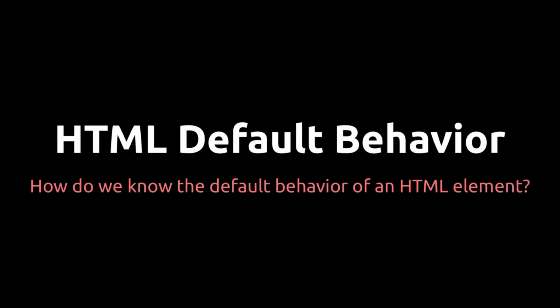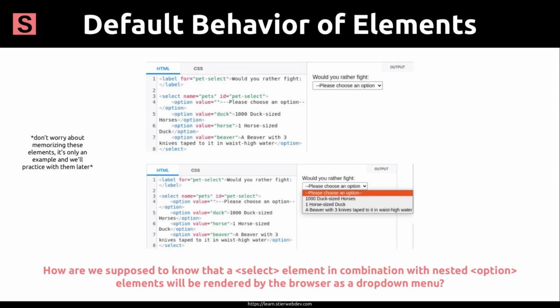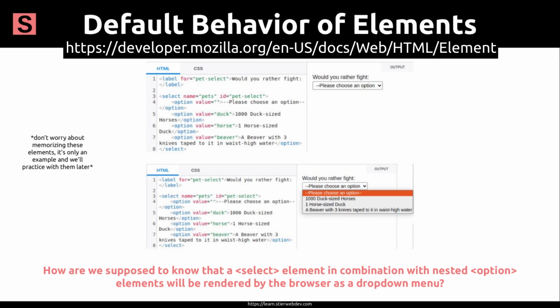Okay, so we saw in the previous lessons that attributes can change both the default styles and the default behavior of elements. But how do we know what the default behavior of an element is? For example, how are we supposed to know that the select element in combination with nested option elements will make a drop-down menu by default? Well, we can find the default behavior of pretty much any element listed on its reference page on MDN.